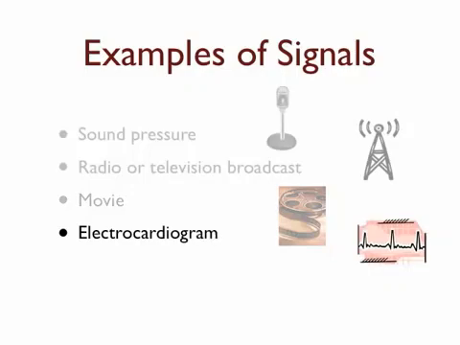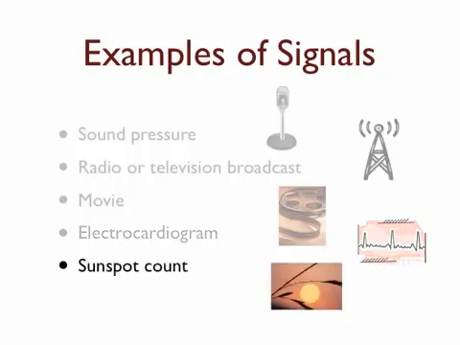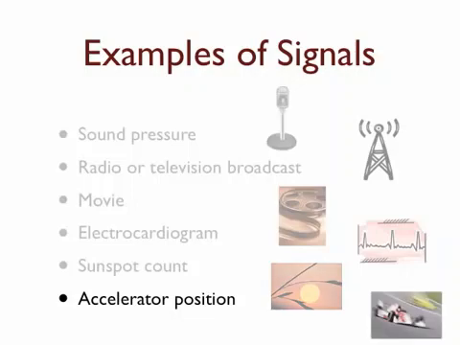There's the electrical activity of the heart, or the electrocardiogram, that shows how the heart muscle is behaving. We could count the number of sunspots that occur in any month and keep track of that over the course of years, and that would be a signal. Or even the position of the accelerator in your car can be regarded as a signal.